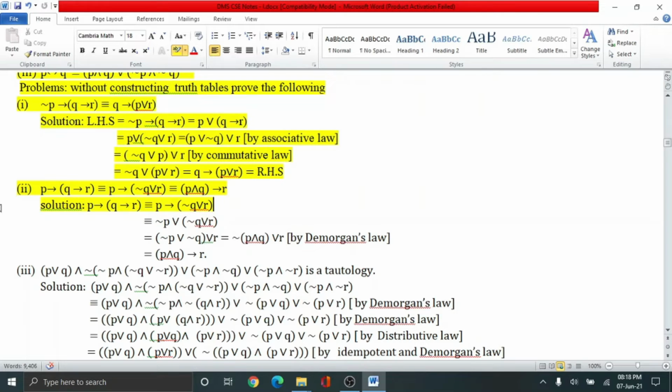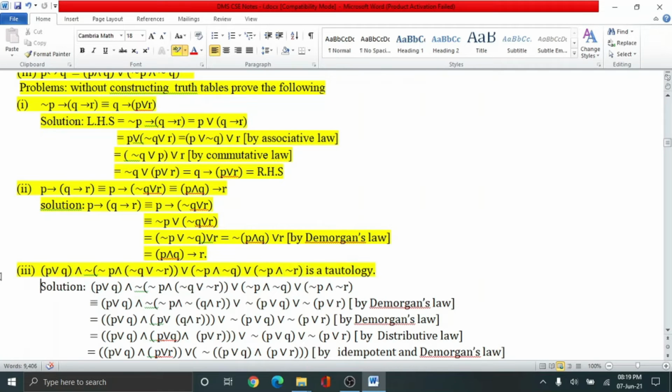Let us take that inner part within the bracket, Q implies R, which is in the form of P implies Q. This can be replaced with an equivalent form, negation Q disjunction R. So the given P implies Q implies R can be taken as P implies negation Q disjunction R. And again this is in the form of P implies Q. So this is equivalent to negation P disjunction negation Q disjunction R. Now by applying an associative law we can replace that with negation P disjunction negation Q disjunction R. And with the help of De Morgan's law we can replace this compound proposition as negation of P conjunction Q disjunction R. This is nothing but equivalent to P conjunction Q implies R.